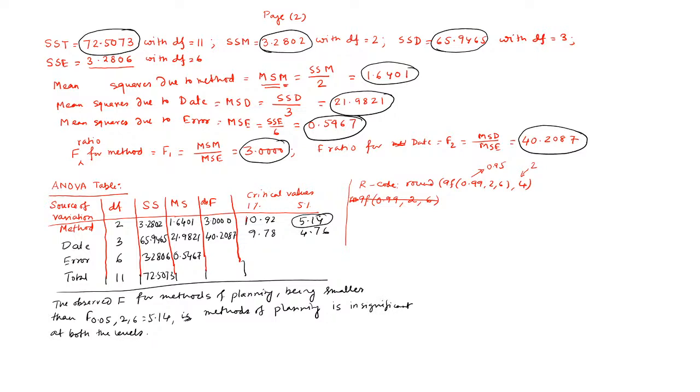Can I repeat this? Follow me. See that the critical value at 1% level is always greater than the critical value F at 5% level. So if the observed F is less than the critical value at 5% level, it is obvious that the observed F is also less than the critical value at 1% level. So if it is insignificant at 5% level, it is also insignificant at 1% level. That's why I write this: methods of planning is insignificant at both the levels.